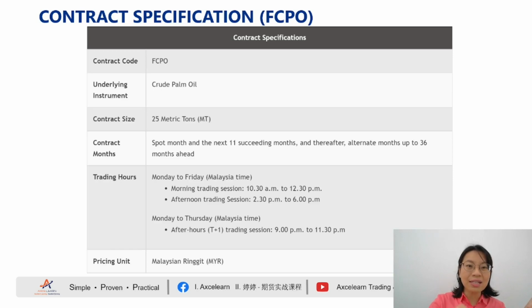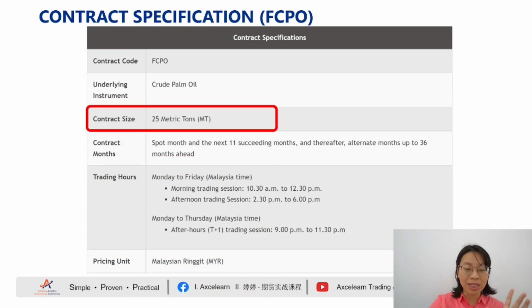For the FCPO, for your understanding first, 1 point is equivalent to 25 ringgit Malaysian, because every contract is equivalent to 25 metric tons. So we need to multiply by this 25. Every time the market moves up by 1 point, we make a profit of 25 ringgit Malaysian. I'll explain this to you in a short while.